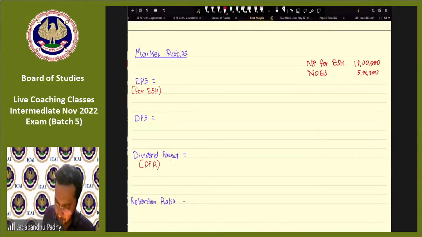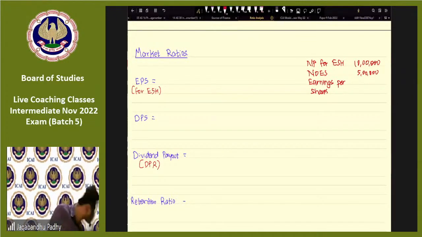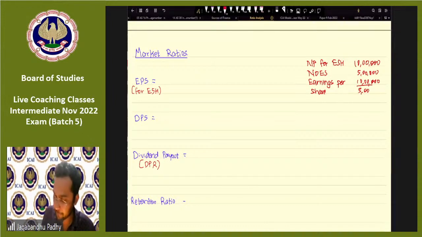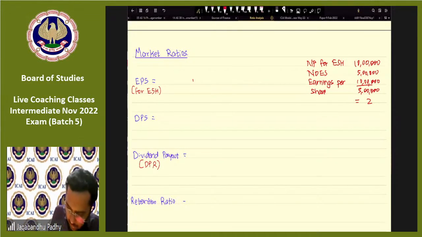Okay. So if I tell you earnings per share, then for every share, what's the earning? You'll say, sir, this is 10 lakh divided by 5 lakh, which is 2 rupees, right? So earnings per share for equity shareholders is 10 lakh divided by 5 lakh. Now, what was the 10 lakh? 10 lakh was net profit for equity shareholders upon number of equity shares.